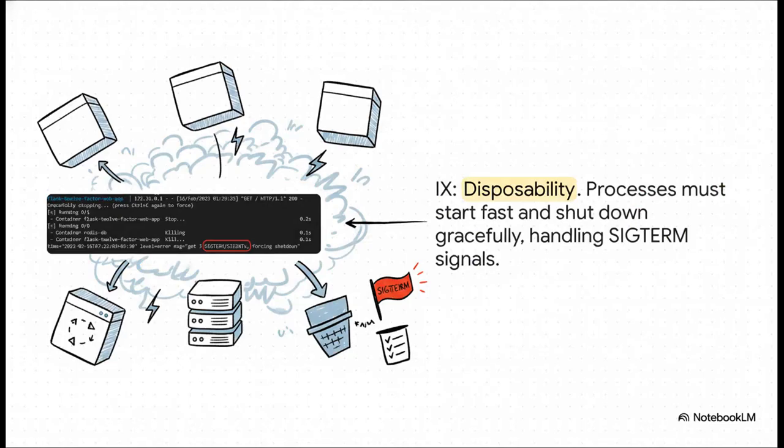You know, part of living in the cloud means that our processes are disposable. A scaling event, a new deployment, a node failure, any of these things can cause our app instances to be started or stopped at any moment. Our app needs to be ready for this. It has to start up fast, so it can be useful quickly, and it has to shut down gracefully. That means when the environment sends it a SIGTERM signal, which is basically a polite request to terminate, it needs to finish up whatever it's doing before it gets forcefully shut down.